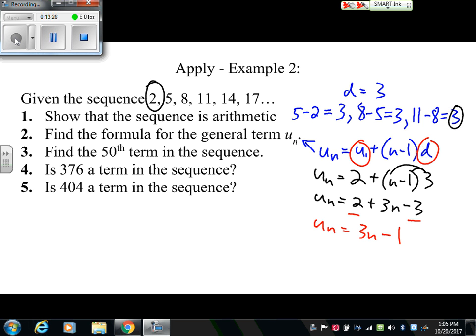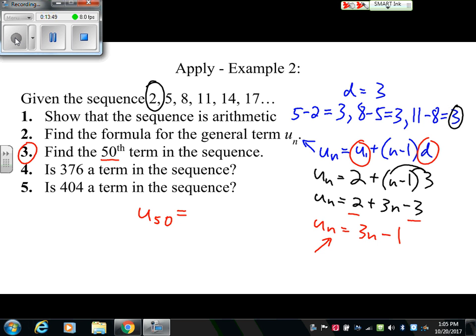And now it's even easier to plug values in, which gets us to our part 3. Now we want to find the 50th term in the sequence. So we are going to let n be 50. So we have u sub 50. Again, we're replacing this n right here with the 50. And now that represents our 50th term. U sub 50 is our 50th term.